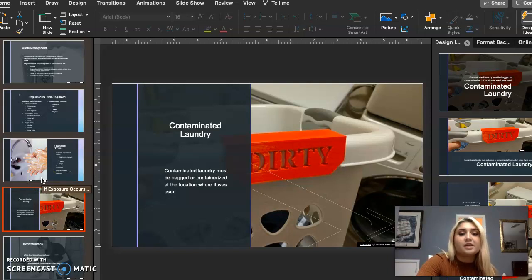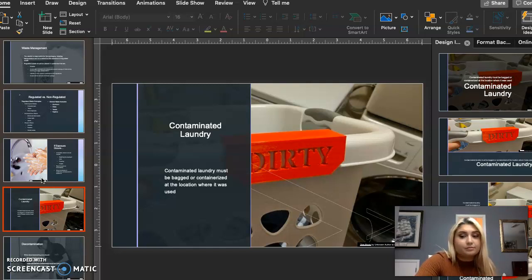Moving on to contaminated laundry. Contaminated laundry must be bagged or containerized at the location where it was last used. This is to ensure that you're not taking any diseases or infections that could have been spread home with you, contaminating your house or your loved ones. So it is important that it is containerized at the location where it was used last.